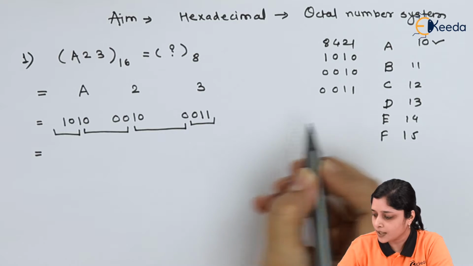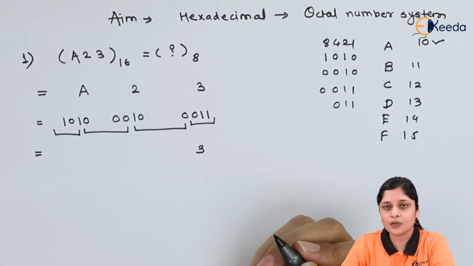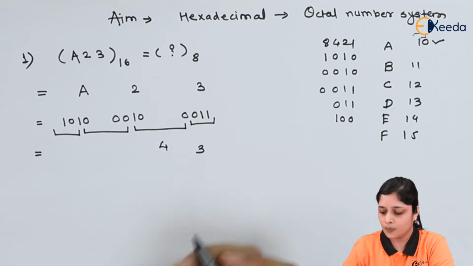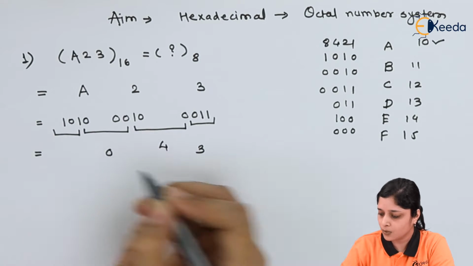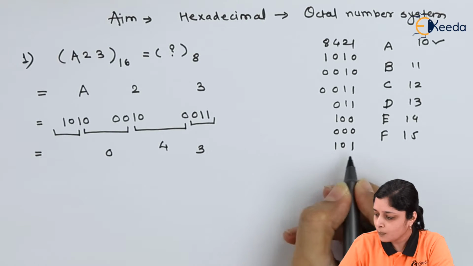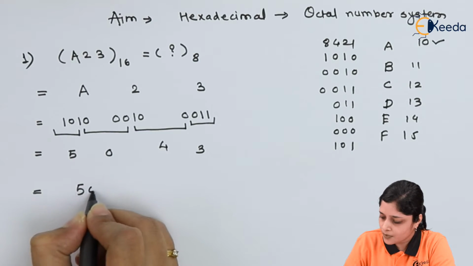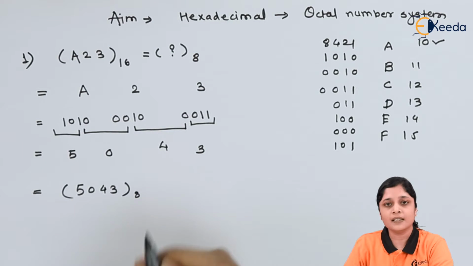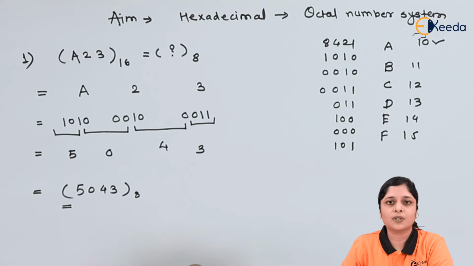So 0, 1, 1 will give you 3. 1, 0, 0 will give you 4. 0, 0, 0 will give you 0. And 1, 0, 1 give you 4 plus 1 is 5. So 5, 0, 4, 3 to the base 8. It is in octal number system. Final answer is 5043 to the base 8.